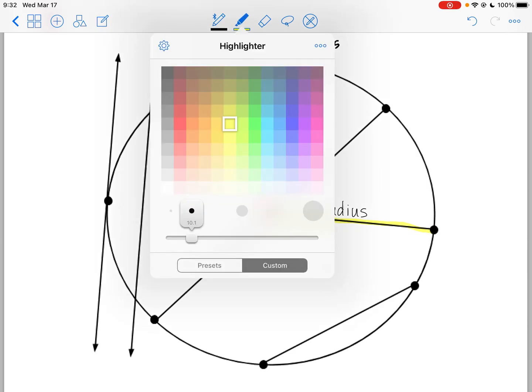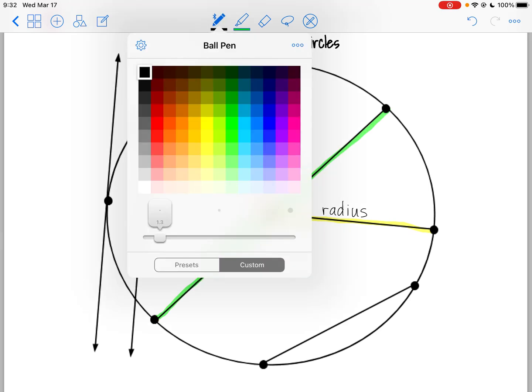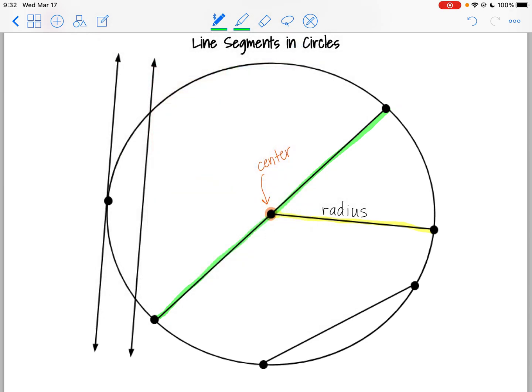The next line segment is going to go from edge to edge of the circle, but go through that center point. And so whenever you have that line segment with endpoints on the circle, but it goes through the center point, that is a diameter. So the diameter is made up of two radii going in opposite directions, and so it will be twice the length of the radius. So those are probably some terms that you're familiar with, but you might not be familiar with the terms for these other segments.